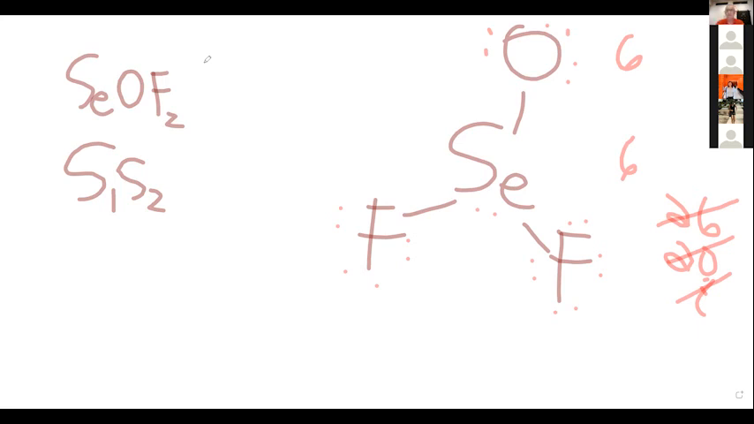All right, so let's figure out, does everybody have an octet? I know the fluorine does. Both fluorines do, right, because they have 6. Oops, I put too many electrons there. There we go. Both fluorines do, because they have 6 in lone pairs and 2 in the bond, so they're good. Oxygen's good. It has 8.